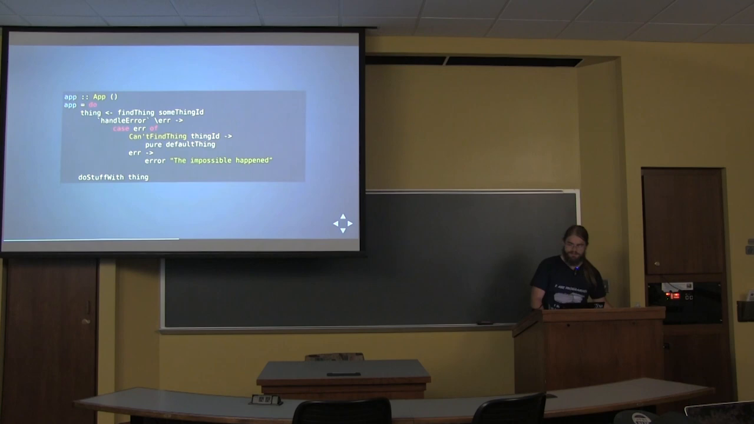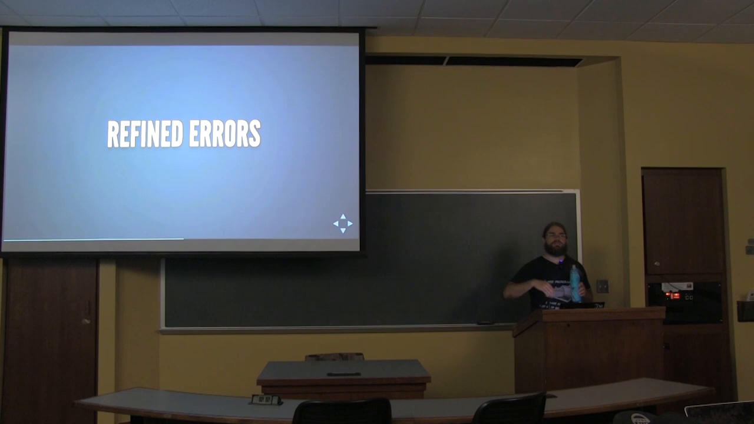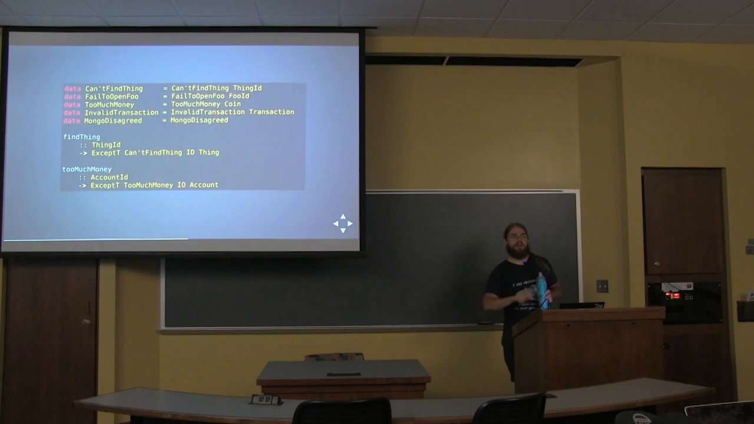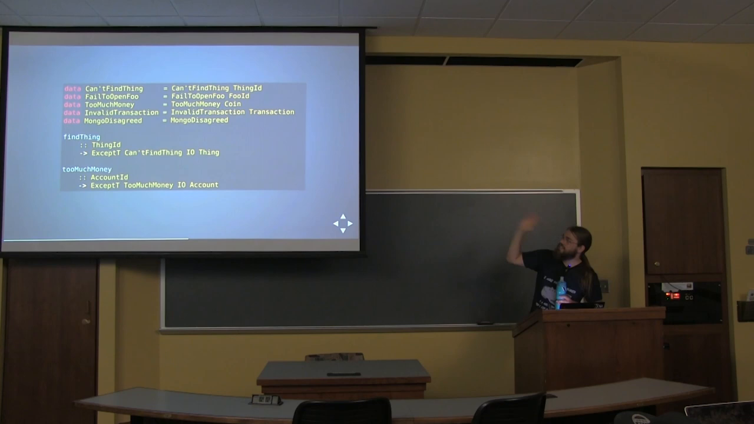So we want to have more refined error types. Rather than having a gigantic type with like 50 constructors, we're going to want to have several small types, ideally with the constructor having the same name as the type to make it easier to pattern match and catch. But now what we can say is we've got catch with can't find thing, and an IO of thing when we call find thing. So that gives us the exact granularity of the type. We have a very specific error type now, and that's good.